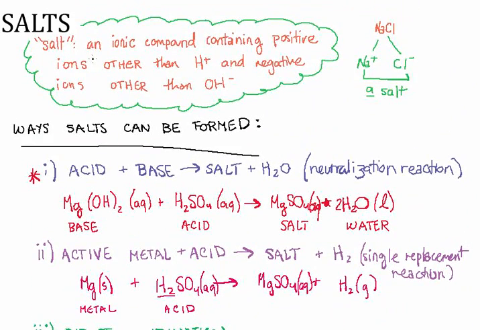And again, a salt is simply any ionic compound containing a positive ion that's not hydrogen and a negative ion that is not hydroxide. So any ionic compound that does not have either of these two features associated with it.